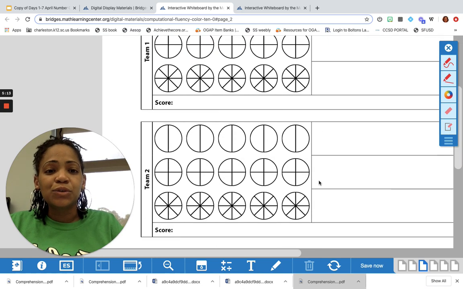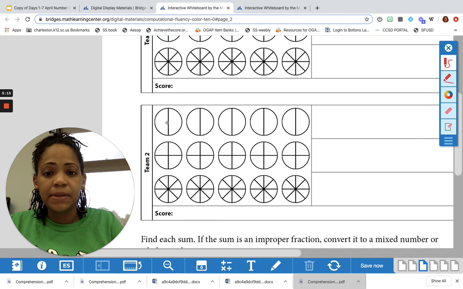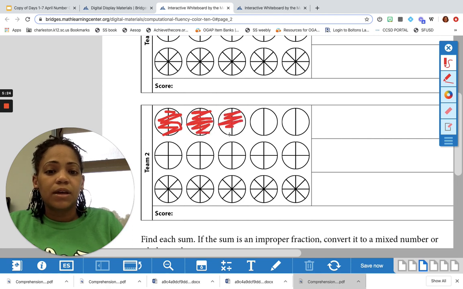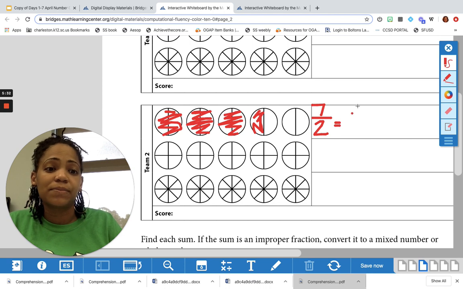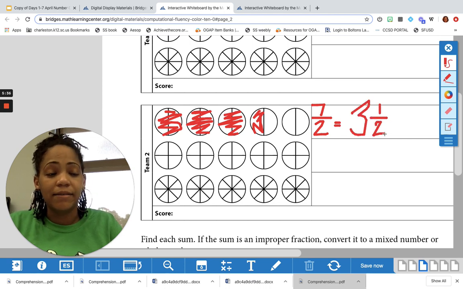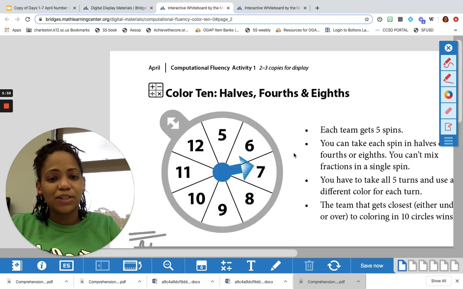So, since you also got 7, I'm going to color in 7 halves for you. And I'm just going to color it in a little more quickly than what I did last time. 6 halves, here's 7 halves, and I know 7 halves is the same thing as what Miss Trammell just did. It's 3 and 1 half. All right, my turn.